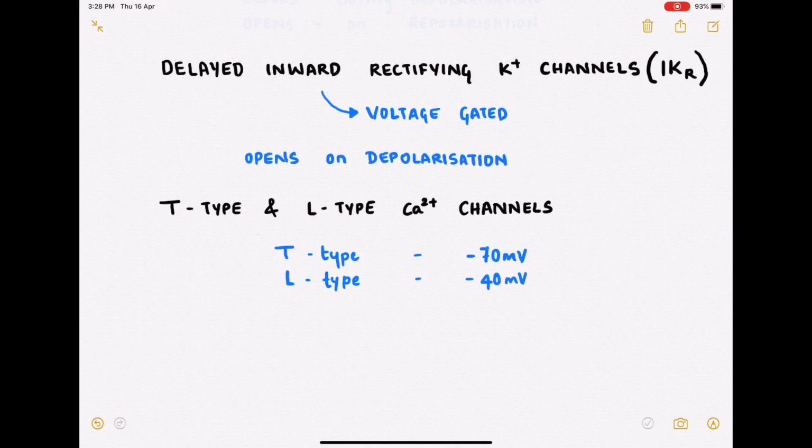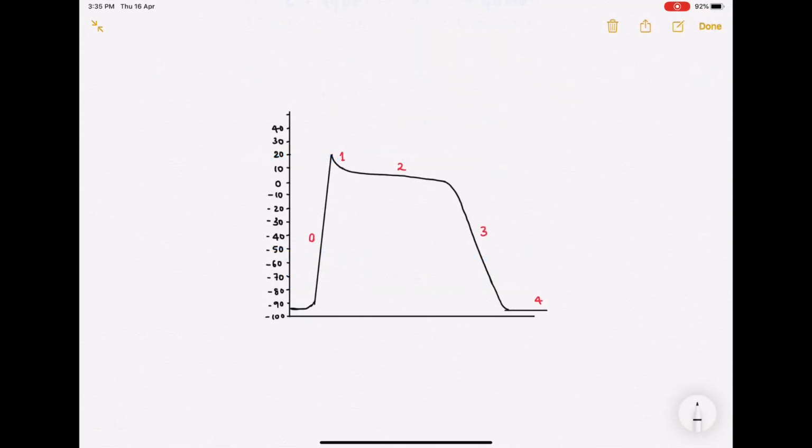Lastly, we have the involvement of the T-type and the L-type calcium channels, especially the L-type calcium channel. Just for your knowledge, I would want to add here that the T-type calcium channel opens at minus 70 millivolts and the L-type calcium channel opens at minus 40 millivolts. Now that we have understood about the channels, let's look at this action potential and the phases.